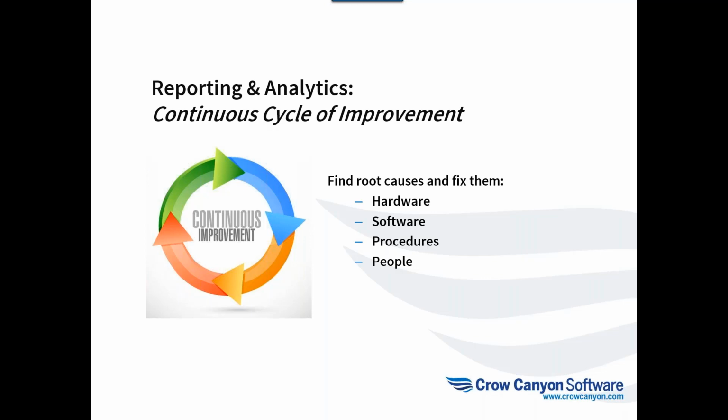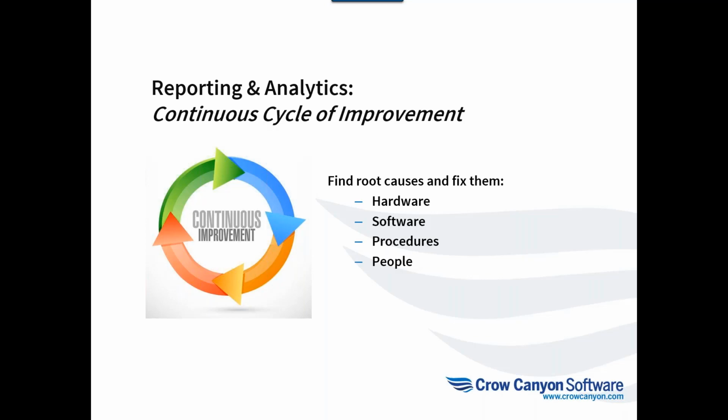And with this, you can drive a continuous cycle of improvement that helps you identify root causes and fix them. Because if you're having recurrent incidents, recurrent problems, or slowdowns, or bottlenecks, or a large number of a particular type of question or complaint, you want to be able to fix that and identify the cause. And this reporting and analytics will help you do that. Usually it breaks down into maybe there's a hardware problem or a software problem or a procedural problem or a people problem. Anyway, if you can identify the problem, then you can take the steps necessary to fix it: upgrade the hardware or software, or revise the procedures or train the people, those kinds of things.